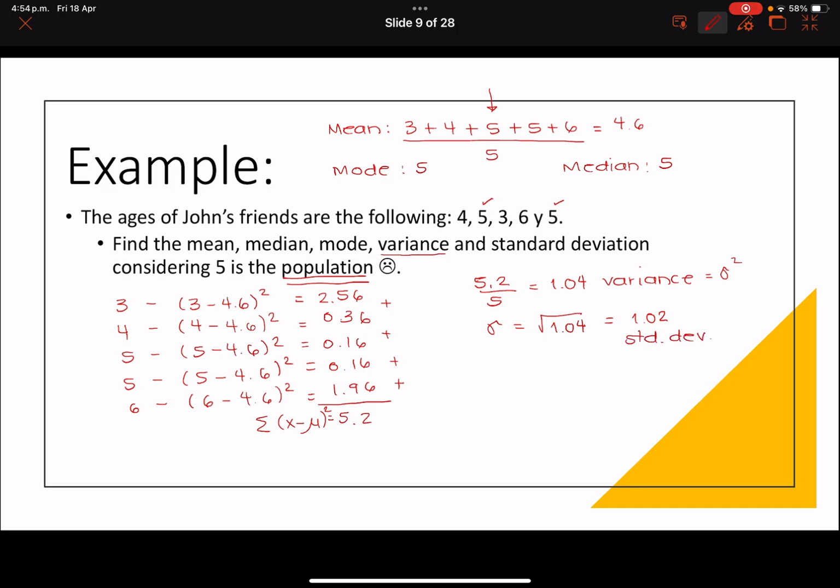So I can say John's friends are 4.6 years old plus minus 1.02 years. That means that I can have friends that are from about 3.6 to 5.6-ish years old. That's what it means.